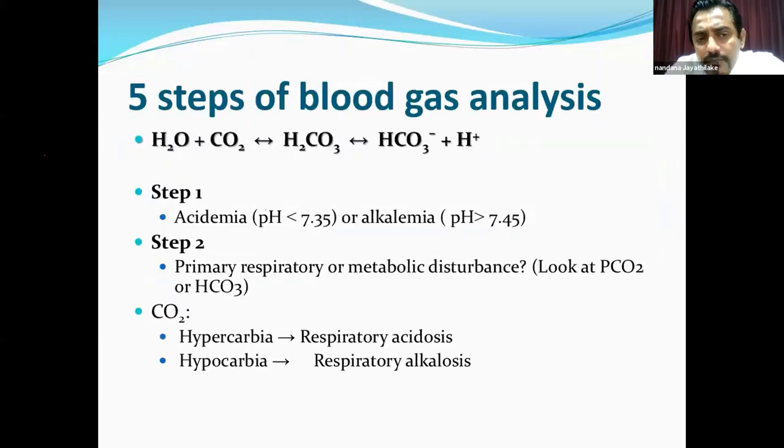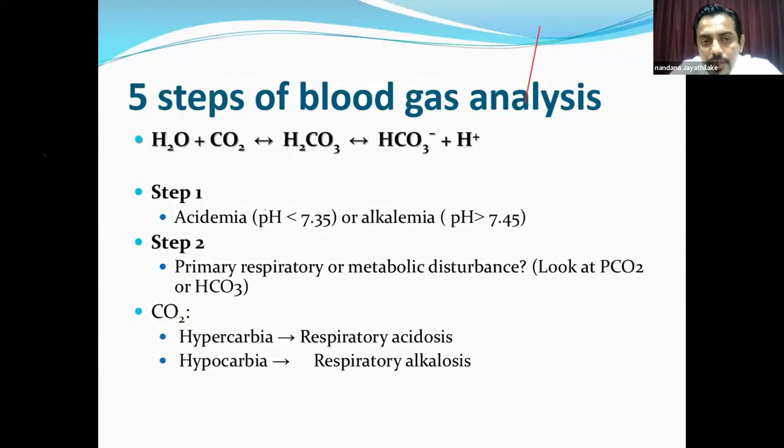There are 5 steps of blood gas analysis. From here, you have to take a piece of paper and write this first formula. Carbon dioxide diluted by water makes carbonic acid, H2CO3, and then it dissociates to bicarbonate and hydrogen. Please write this on a piece of paper, and this will be needed later for the blood gas analysis. We'll do some analysis in this lecture. So this is an important formula for us to go for further discussion.